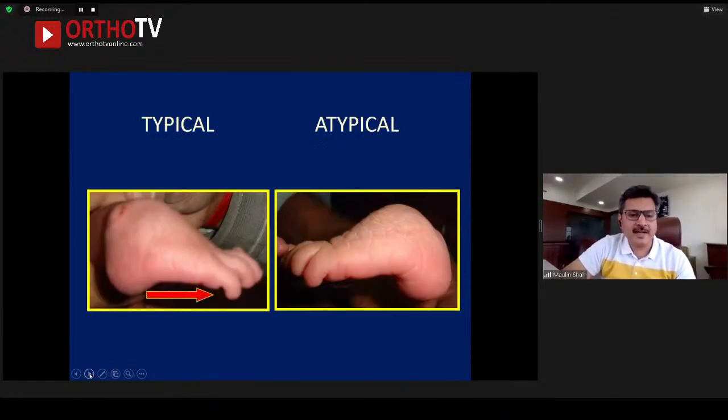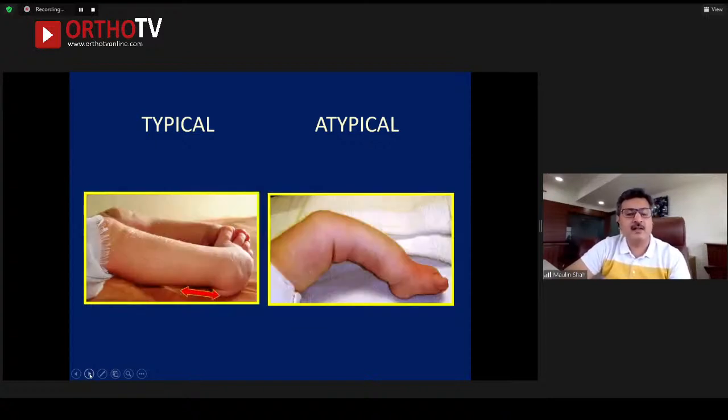In typical clubfoot, the lateral border is pretty straight, but in atypical, you will find tenting on the lateral border due to plantar flexion of the third, fourth, and fifth metatarsals. In typical clubfeet, plantar flexion or pronation is only due to the first and second metatarsal. Here, all the metatarsals are going down.